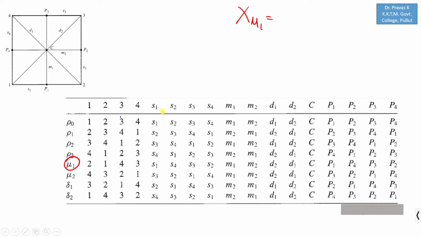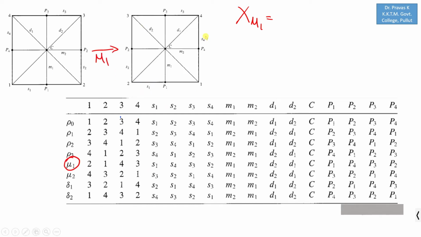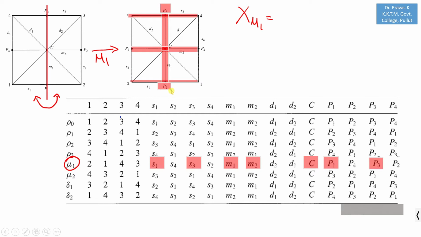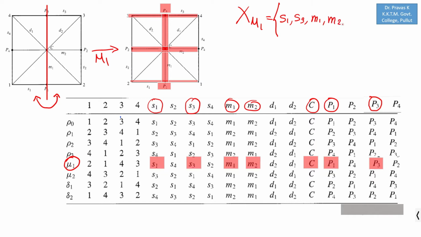So what is mu1? It is the reflection of the square under the vertical axis. So you can see that the only elements of X that are left fixed under this action are S1 and S3, which means the sides, and the axes M1 and M2, the center C, and the midpoints P1 and P3. So if you look at the figure, you can identify these values. Also from the table, you can see the only elements of X that are fixed under this action. So you have X_mu1 is equal to S1, S3, M1, M2, C, P1 and P3.